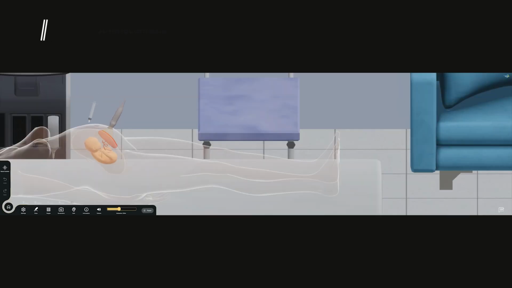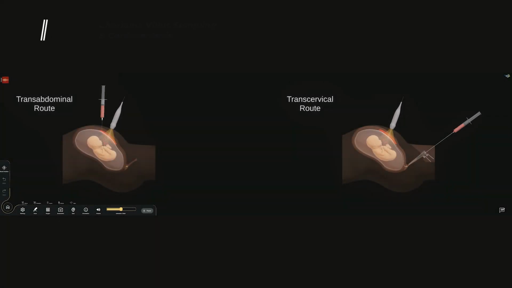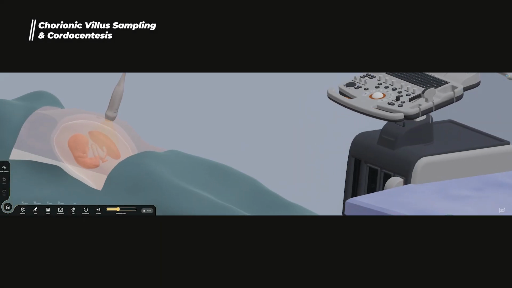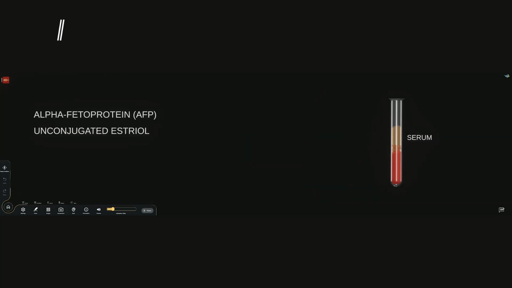Visualize amniocentesis step by step, from insertion to genetic data extraction. Observe chorionic villus sampling and learn to navigate the fine art of chordocentesis. Understand the diagnostic role of maternal serum screening.